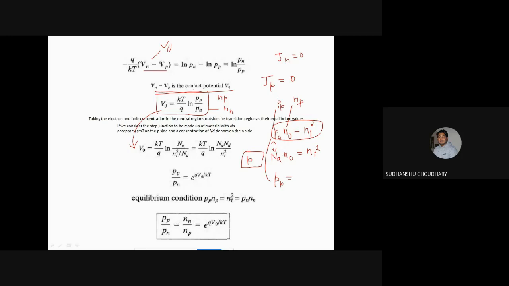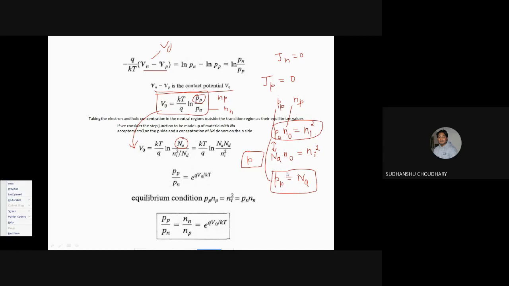In fact, Pp cannot be replaced, Pp is already Na. So Pp, that is the hole concentration in p-type semiconductor, is equal to Na. Because for 100% ionization, we said the hole concentration in p-type semiconductor is equal to the acceptor concentration. So we replace Pp by Na only in this equation.